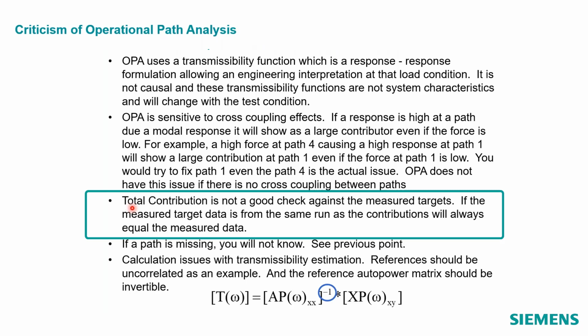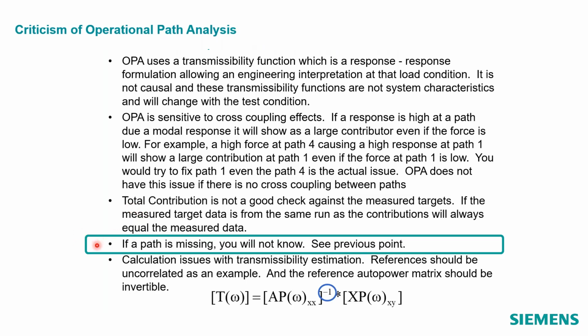In OPA, if you set up the test the right way, the total contribution always matches the measured. So think about it. If I have one run, and I put a microphone in the car, accelerometers at my paths, calculate the transmissibilities, and multiply them by the accelerations at the paths from the same run, you're going to get exactly the same answer. So that's not a good check anymore when you use OPA. If a path is missing, you would never know. So same thing with the previous point.